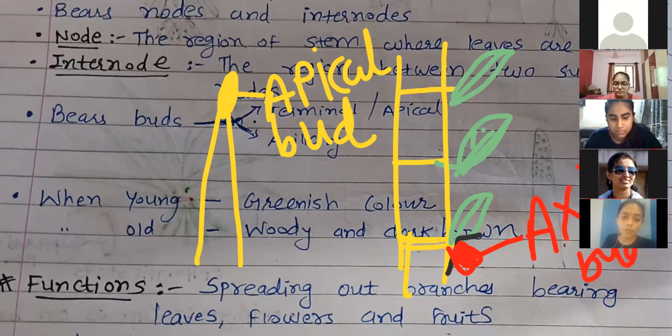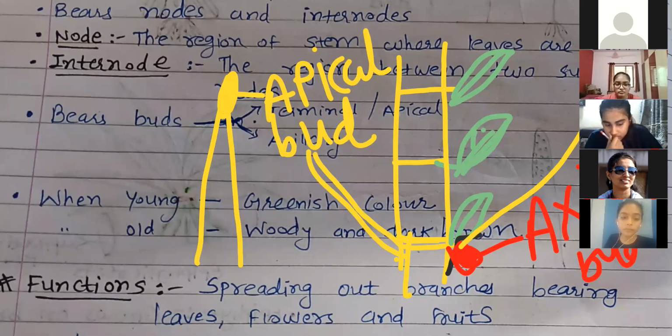That's what we call the axillary bud. See, one is an apical bud, the other is an axillary bud. Now, this axillary bud helps in the formation of new branches. Where there is an axillary bud, it will help form a branch on this side.